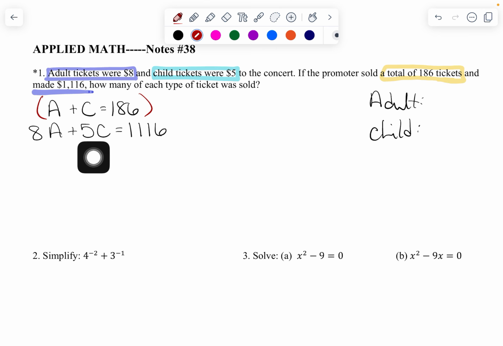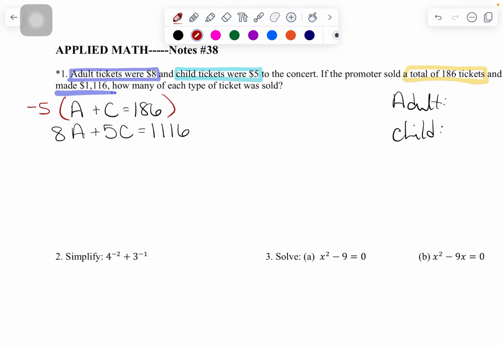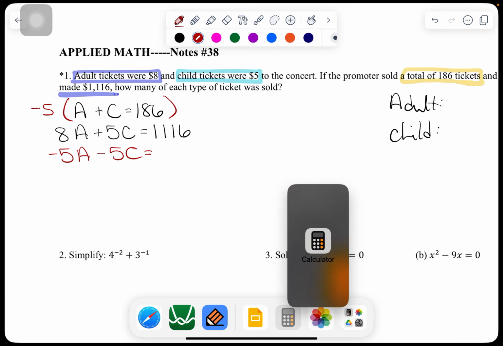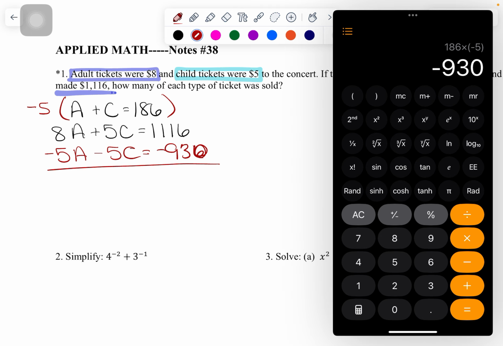So this bottom equation has a positive 5. That means I want to use a negative 5 as my multiplier to create that opposite situation that I want. So negative 5A minus 5C equals, yeah, that's not going to happen in my head. So let me grab a calculator here. 186 times negative 5 equals negative 930. We'll just do that. Okay, good enough. All right. Add it up. So 8 plus a negative 5 is going to be 3 adults. 5C plus negative 5C is going to be gone.